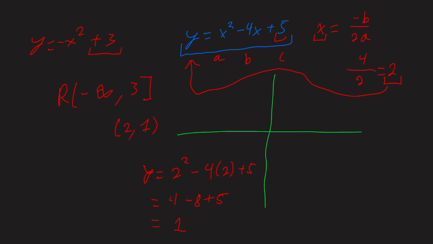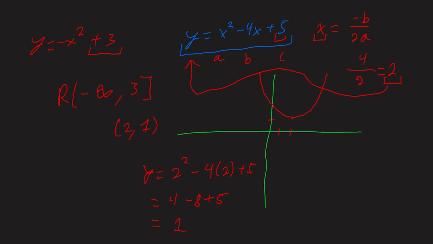So now that I know where my vertex is, I can draw my parabola. 2, 1. So my vertex is going to be right here, and I'm noticing it's a right side up parabola, so it's going to look like this.